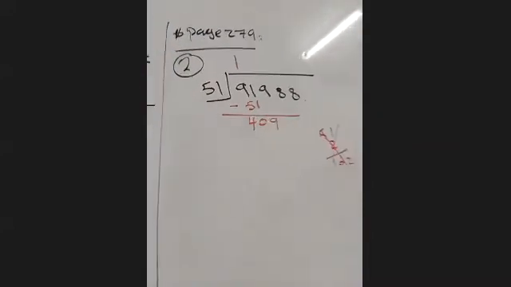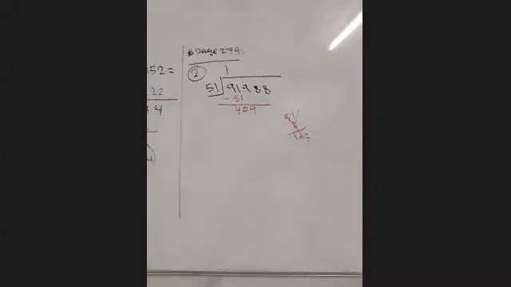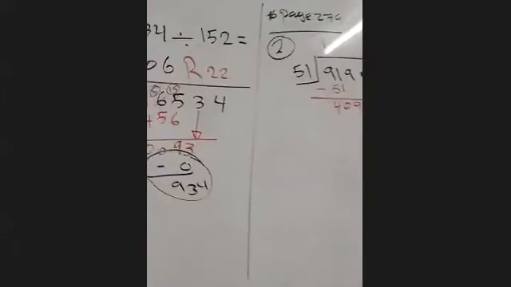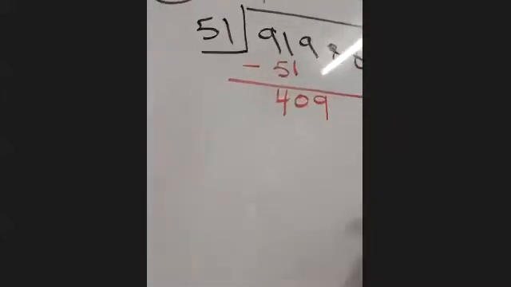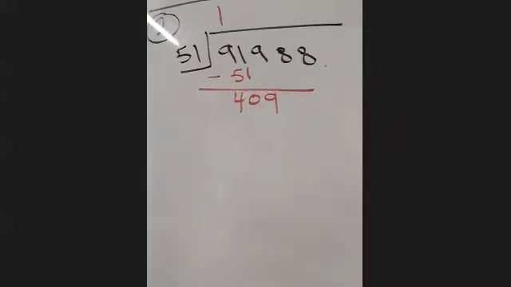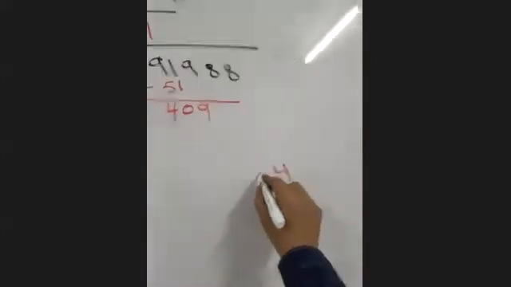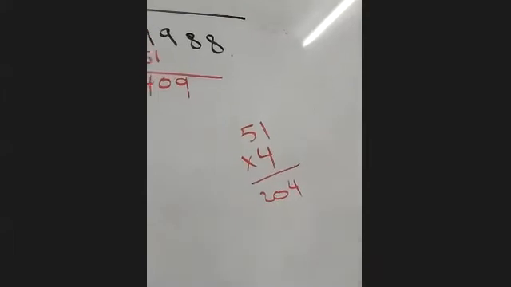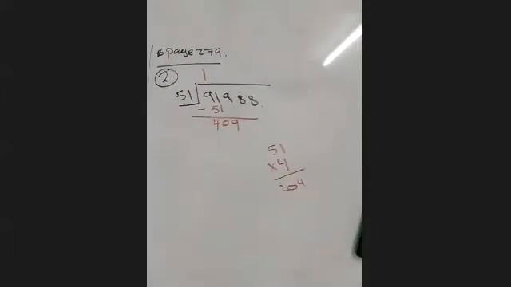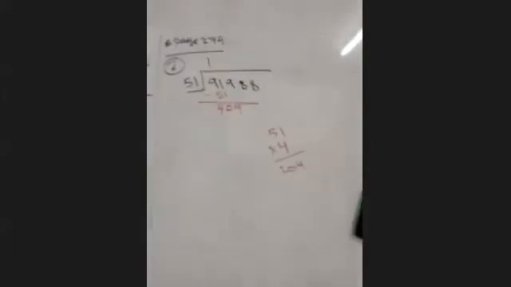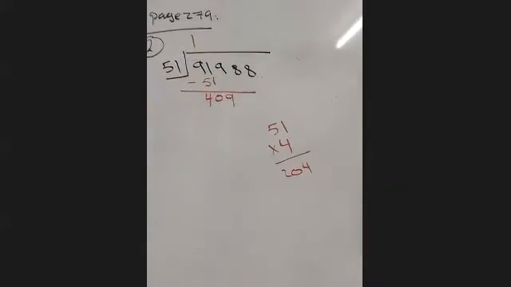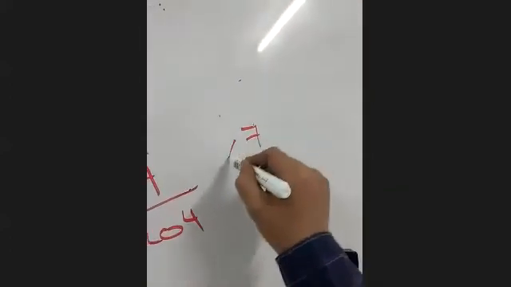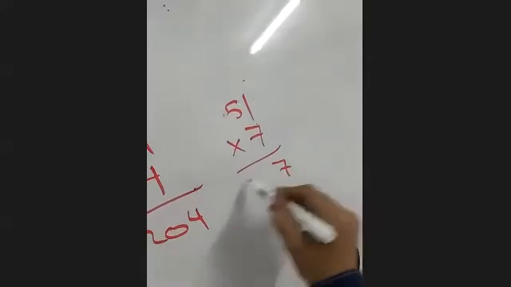409 divided by 51, what I will do? Try 4. 4 by 51. 4 by 1, 4, 4 by 5, 20. 204, 409. Try 7. 7 by 51. 7, 35.